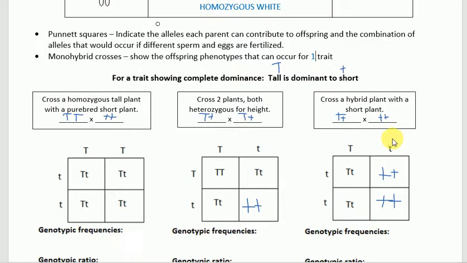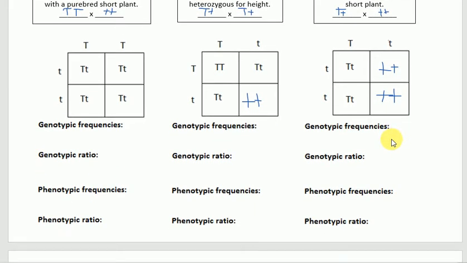So now that you've got the information for the crosses, they are going to ask you for different frequencies and ratios. So for instance here, a genotypic frequency. We have got 4 big T, little t. So our frequency would be 4 big T, little t. Our ratio would be 4 big T, little t. Phenotypic frequency, we would put 4 out of 4 will be tall. And then our phenotypic ratio, again, 4 tall.